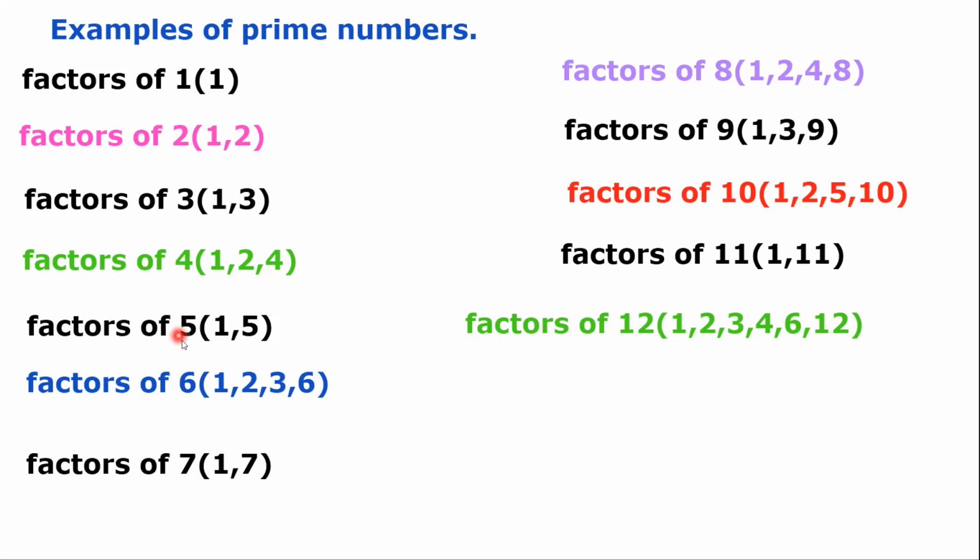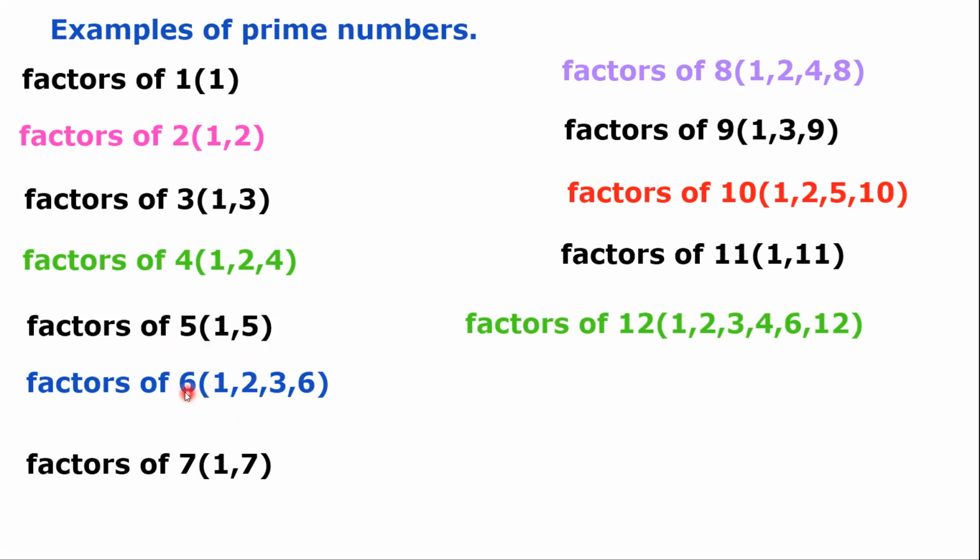Let's see factors of 5. 5 here, 1 and 5, which means that it has only two factors, 1 and 5 itself. Okay, so based on this, 5 is also a prime number. Factors of 6. We have 1, 2, 3, and 6 here. Then there are more than two factors. So this 6 here can never be a prime number.